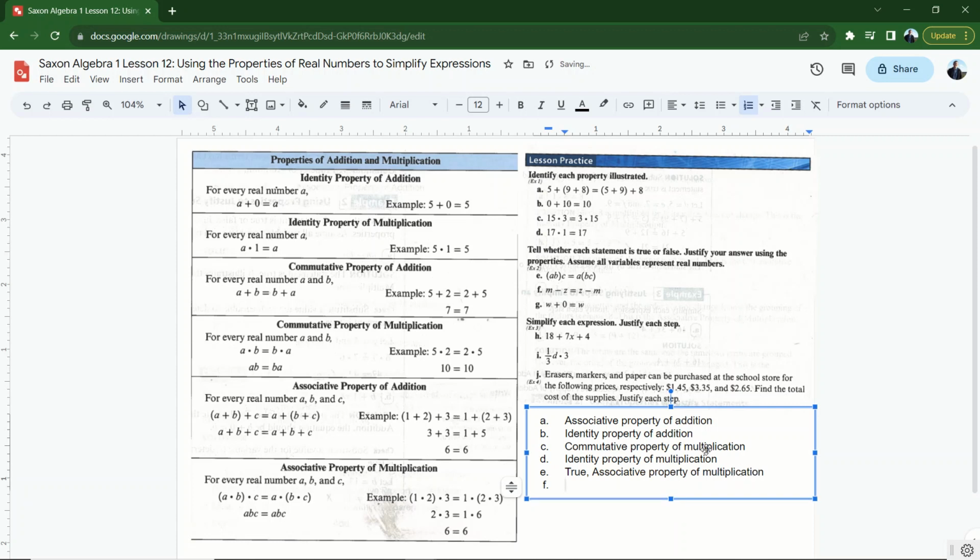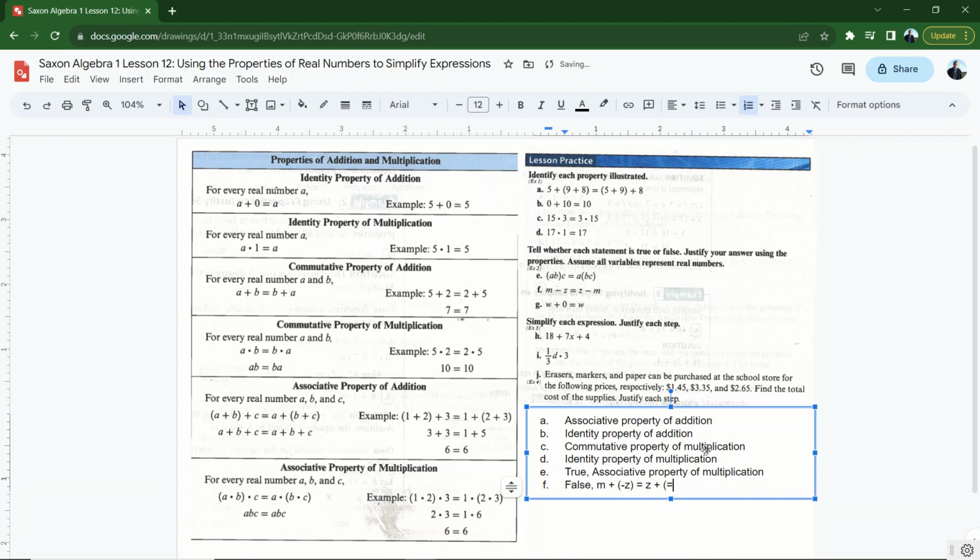All right, letter F. Here I have M minus Z equals Z minus M. That one is false because it would have to be the commutative property of addition, but it's not addition, it's subtraction. Now remember, all subtraction is addition. I could change this to an addition problem. Would it be the same though? M plus negative Z equals Z plus negative M.